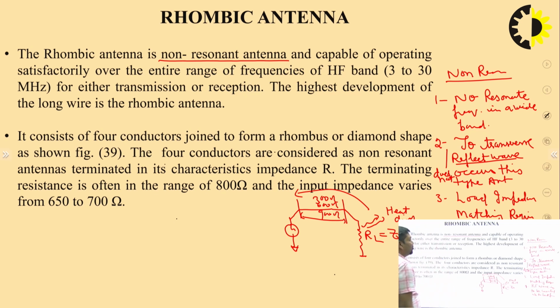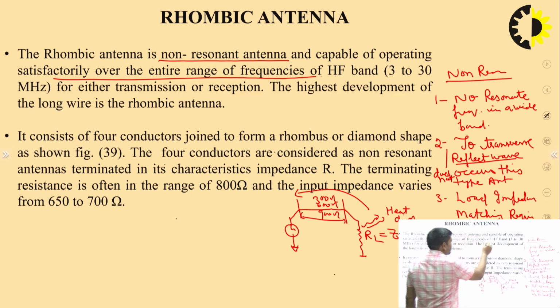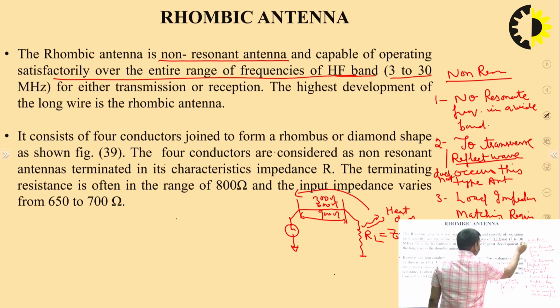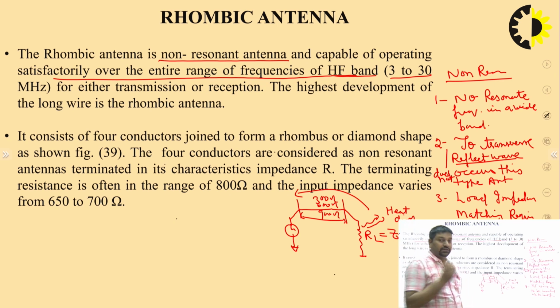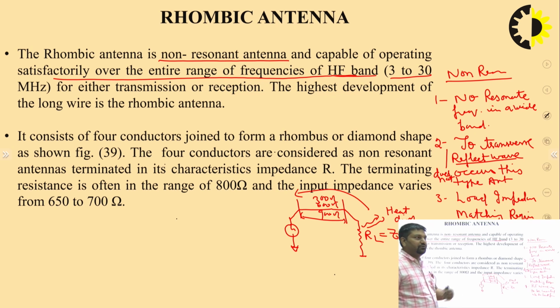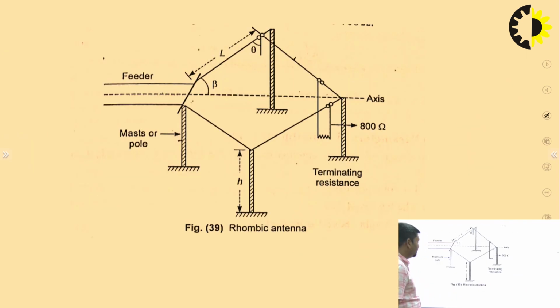Second one, the rhombic antenna is a non-resonant antenna which is capable of satisfactory operation over the entire range of the high frequency band, 3 to 30 megahertz. That means this type of antenna can transmit or receive that particular frequency, or communicate between two antennas, in the range of 3 to 30 megahertz. Next, this is the main construction diagram of the rhombic antenna.